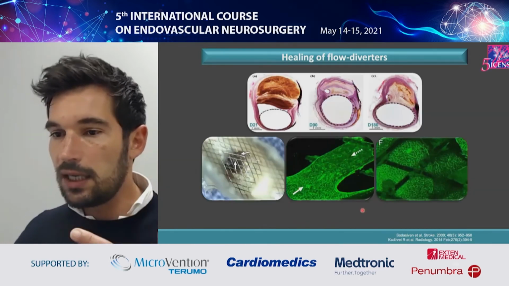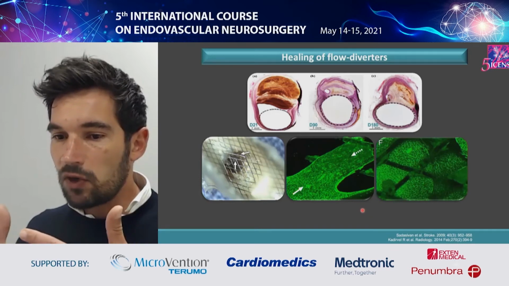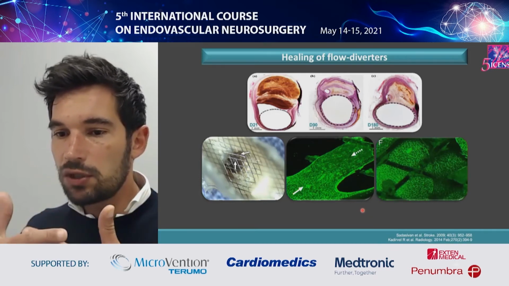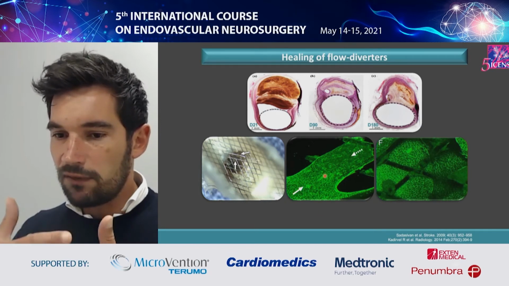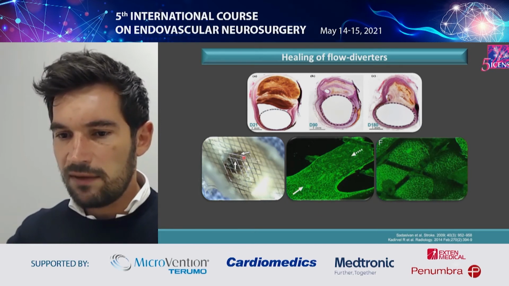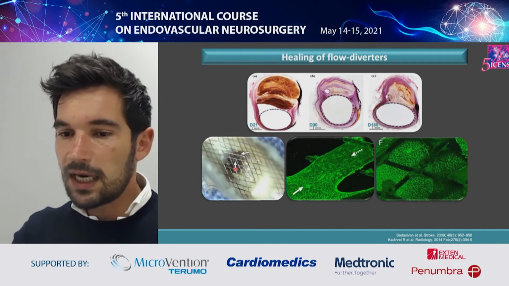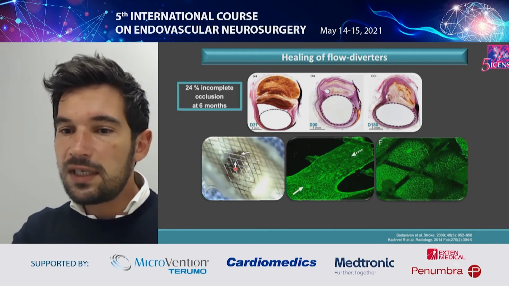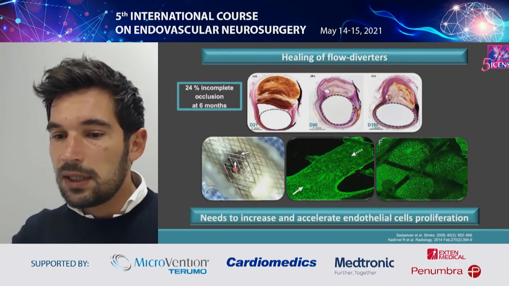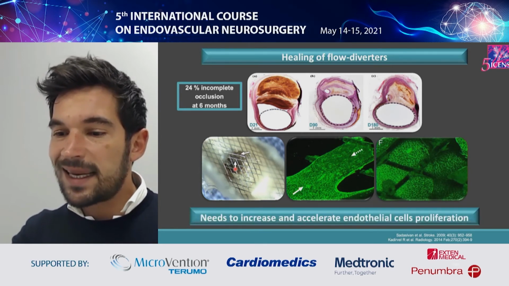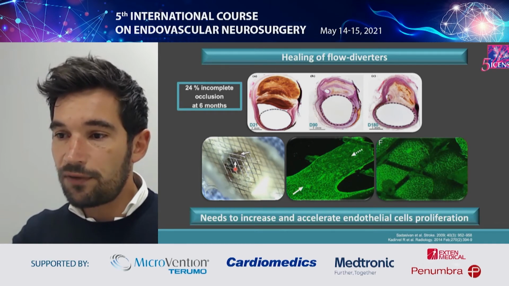And this healing process comes from the normal artery. There will be proliferation of endothelial cells, here in green, at the level of the neck, progressively covering the ostium of the aneurysm. But we still have 24% incomplete occlusion at 6 months, which means that we need to increase and accelerate endothelial cell proliferation.